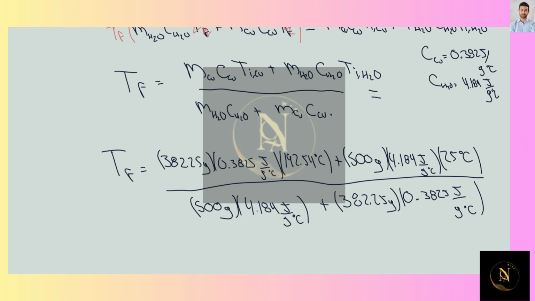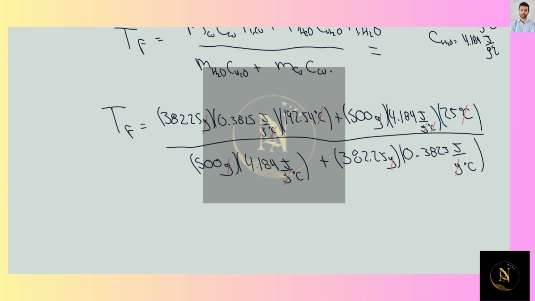As far as the units, you're going to see that the numerator is going to be in joules, and the denominator is going to be in joule per degree Celsius. So after division, we're going to have our result in degrees Celsius, and the final temperature is going to be equal to 35.94 degrees Celsius.